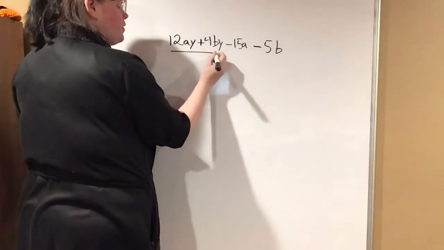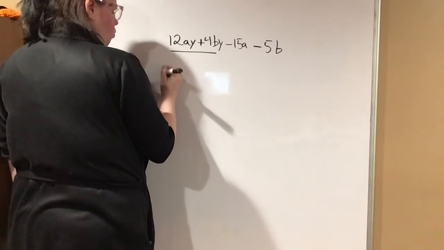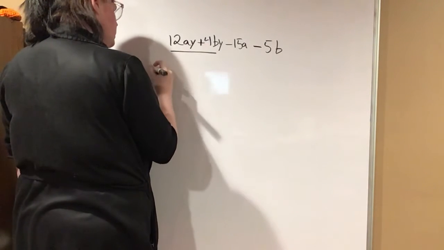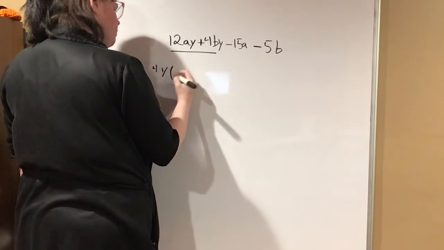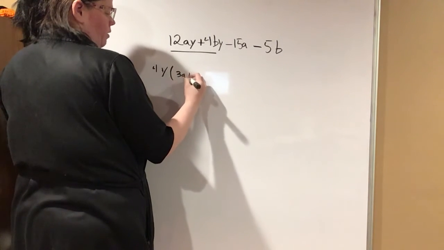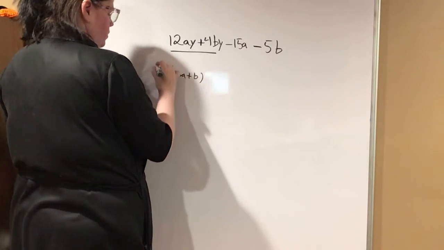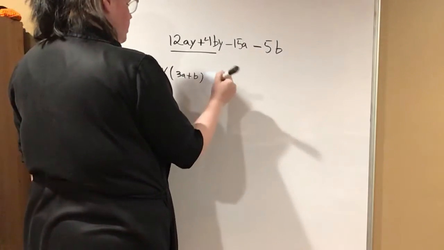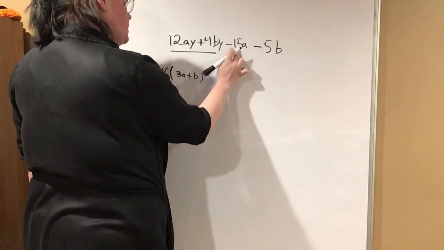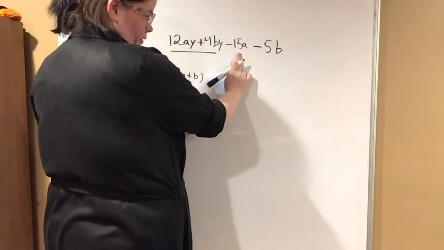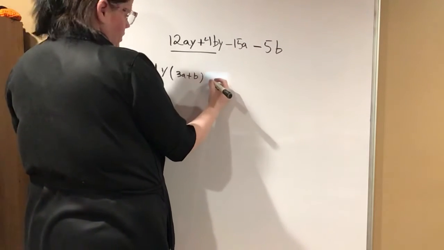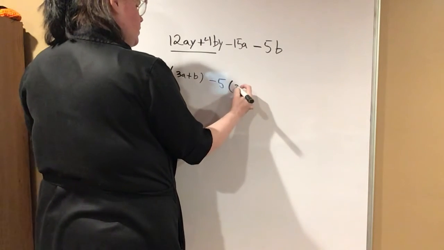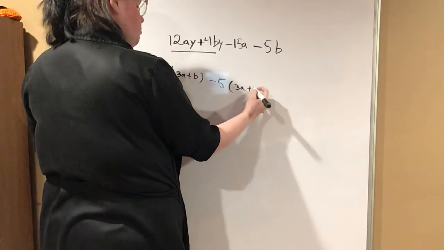So let's factor this guy first. Out of this, I can take a y out, because there's a y in common. But a 12 and a 4, I can take a 4 out. And I would be left with 3a plus b. Okay. Here, I'm going to be taking out a negative 5. Always take out the negative. So negative 5, and I'm going to be left with a 3a plus b.